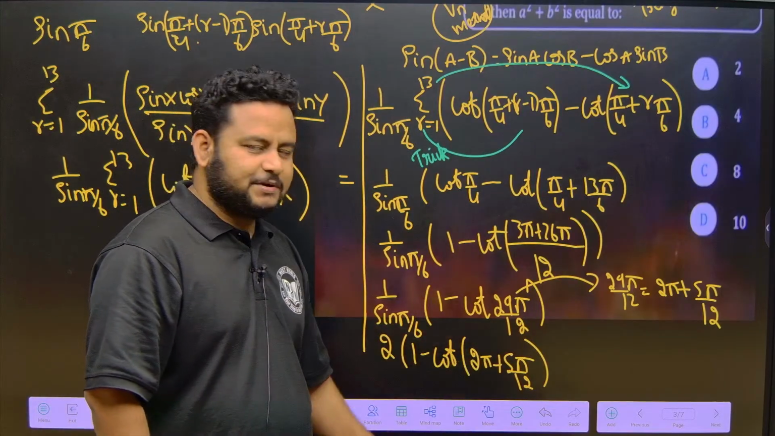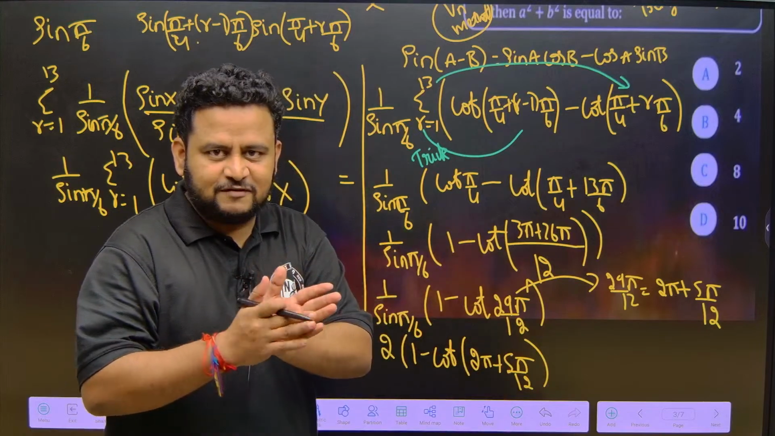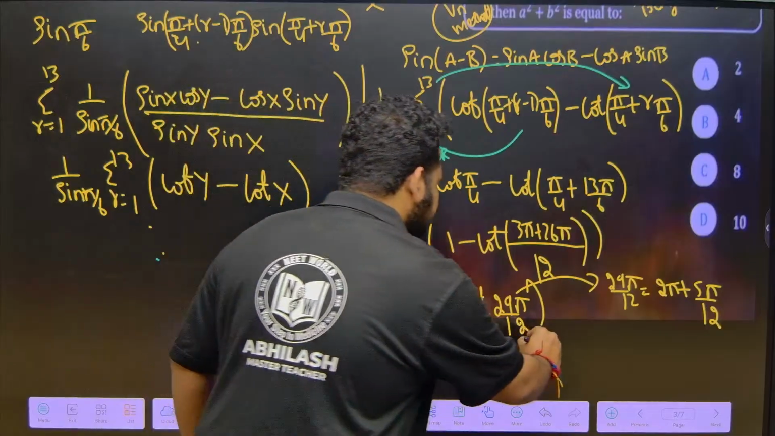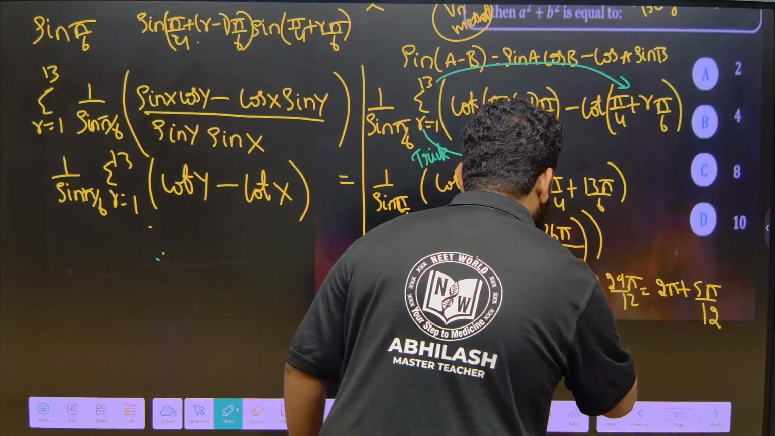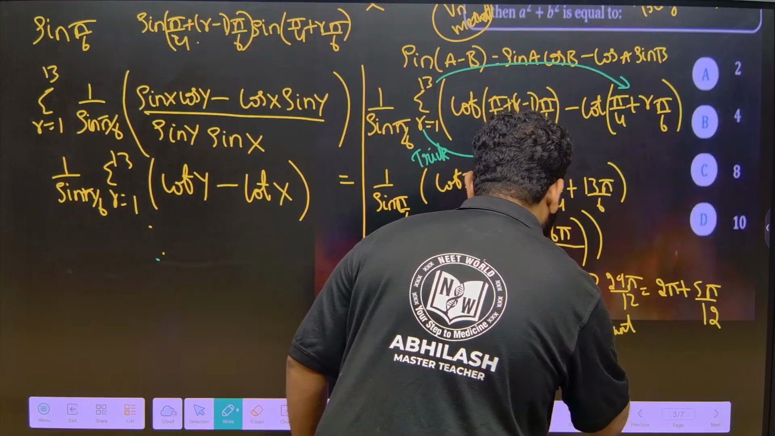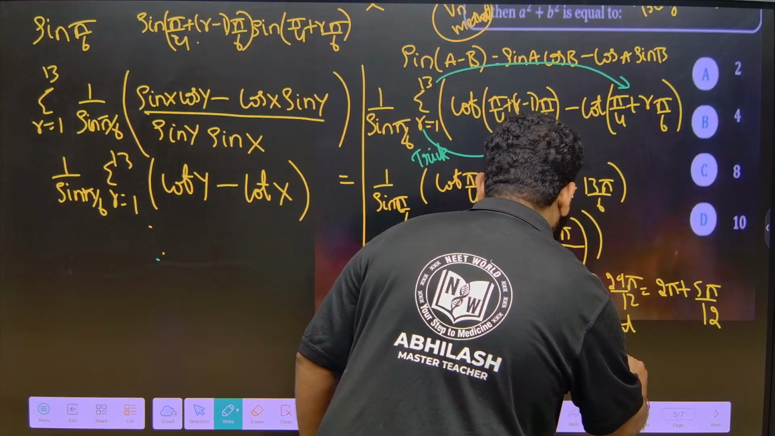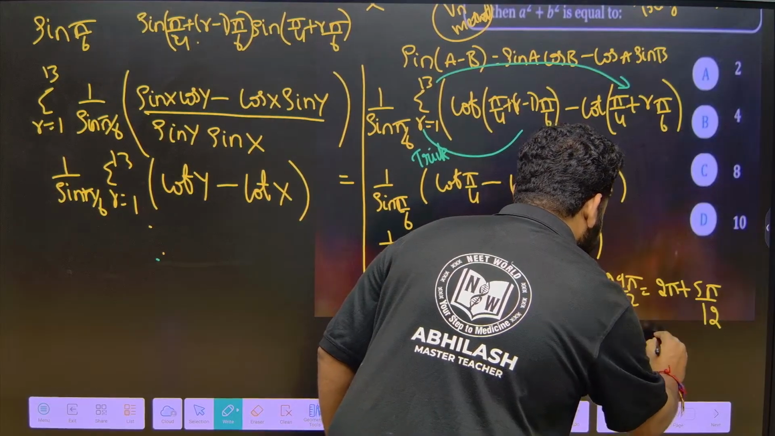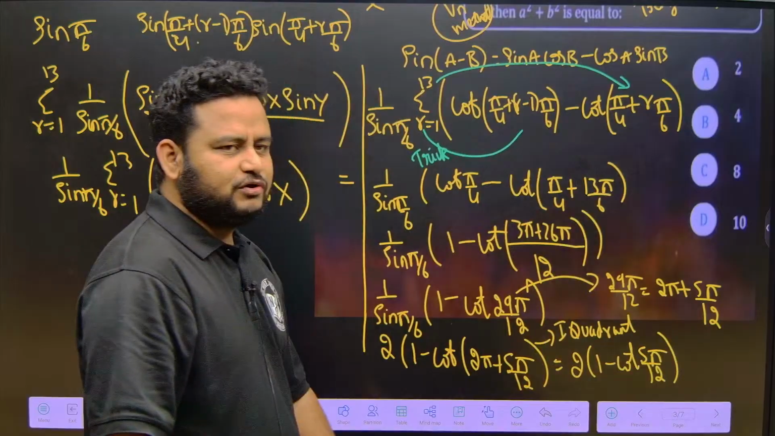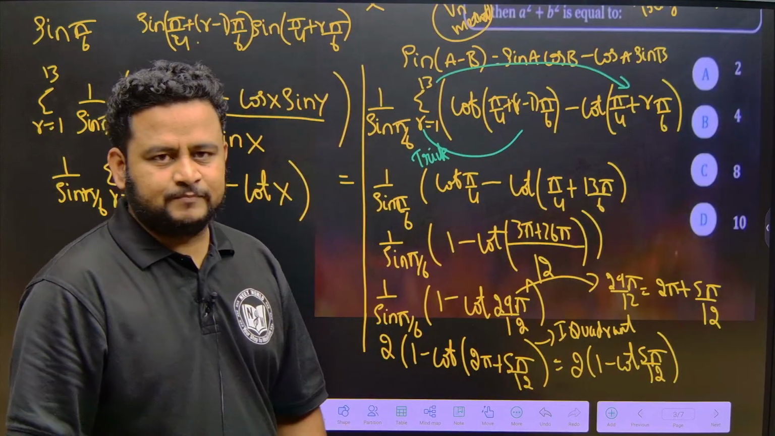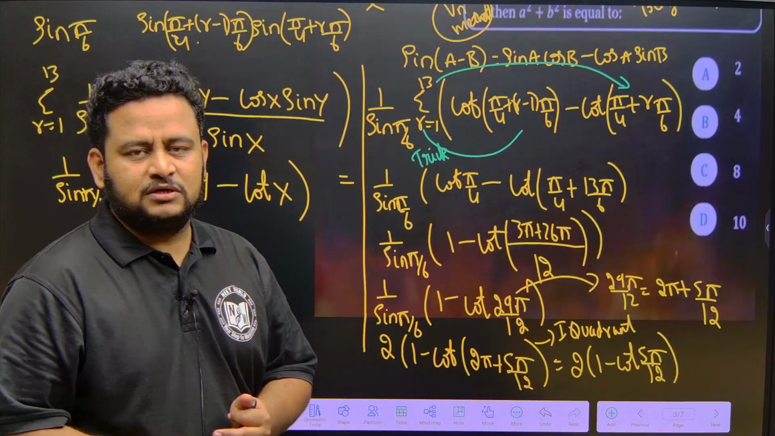One thing you must understand, 2 pi plus 5 pi by 12: 2 pi is 4th quadrant, plus something means it is coming back to 1st quadrant. 1st quadrant means cot is positive, everything is positive in 1st quadrant. So this will give us 2 times 1 minus cot of 5 pi by 12. So we have to calculate the value of cot of 5 pi by 12, which is nothing but 75 degree.